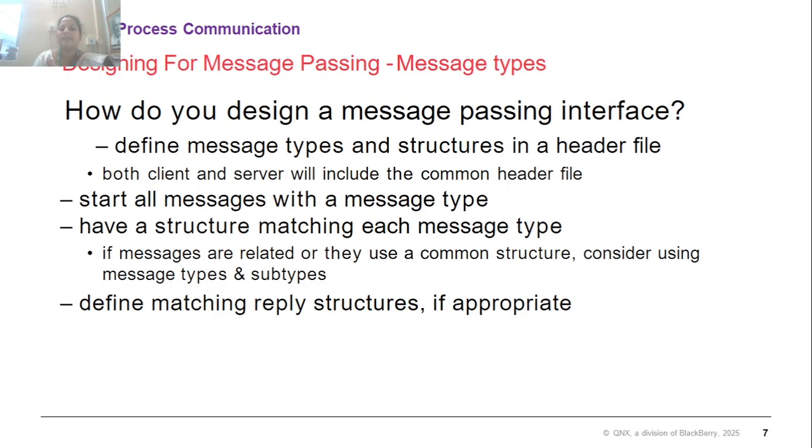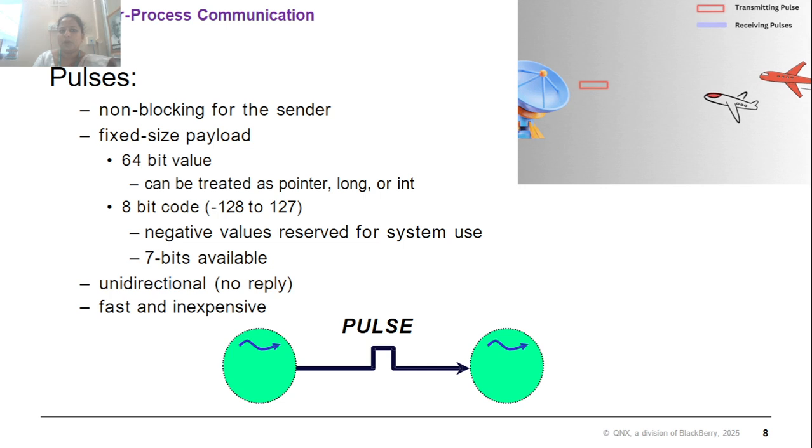Designing for message passing: how do you design a message passing interface? It defines message types and structures in a header file. Both client and server will include the common header file. So all messages have a message type, with a structure matching each message type. Finally, we can specify a matching reply structure if appropriate.